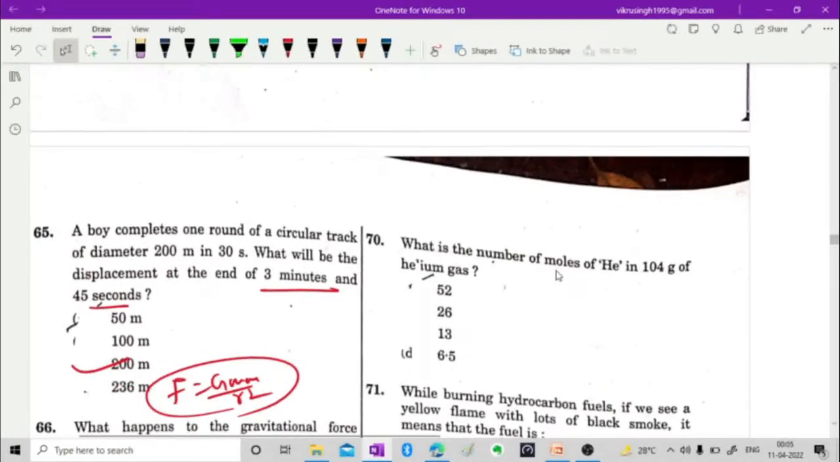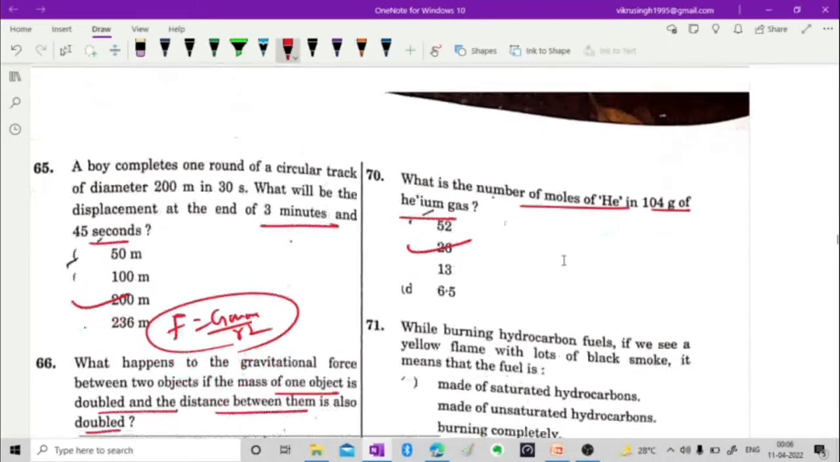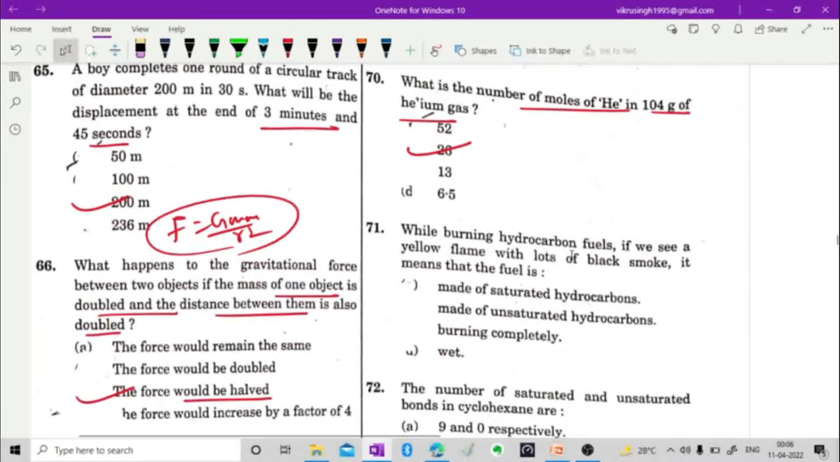What is the number of moles of helium in 104 gram of helium gas? So the correct option is 26. Option B.